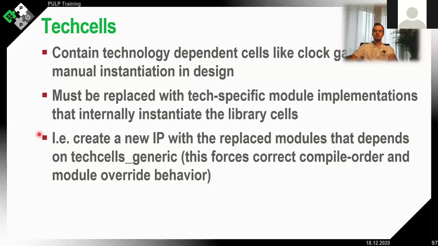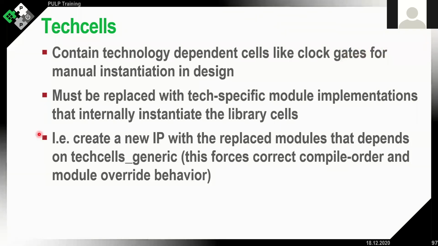So this repository actually contains generic wrappers or behavioral descriptions of technology-dependent cells. A prime example of such a cell would be clock gates. And for power optimization, your clock gates are most likely manually instantiated. There are quite a couple of manually instantiated clock gates in PULPissimo.